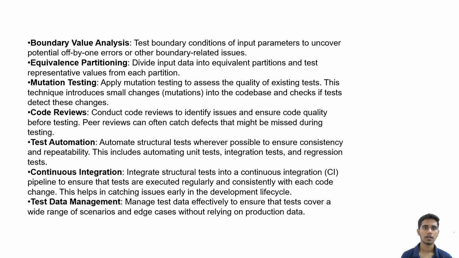Mutation testing. Apply mutation testing to assess the quality of existing tests. This technique introduces small changes into the code base and checks if tests detect the changes. Code reviews. Conduct code reviews to identify issues and ensure code quality before testing. Test automation. Automate structural tests wherever possible to ensure consistency and repeatability. This includes automating unit tests, integration tests, and regression tests.